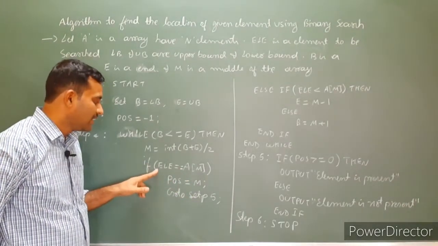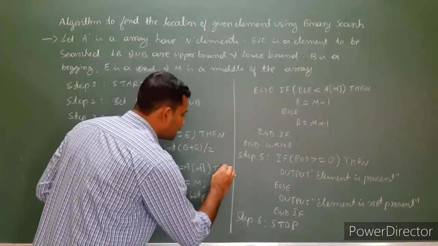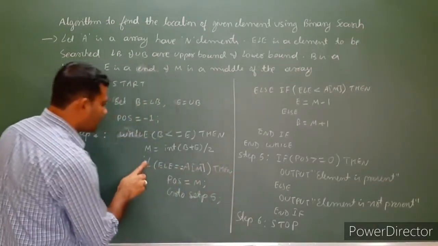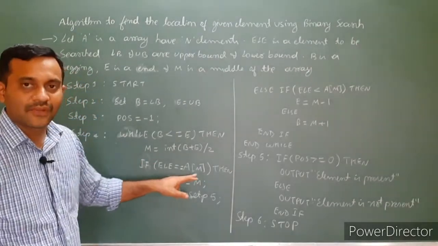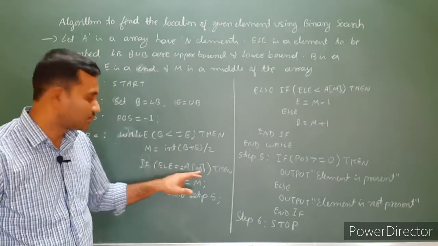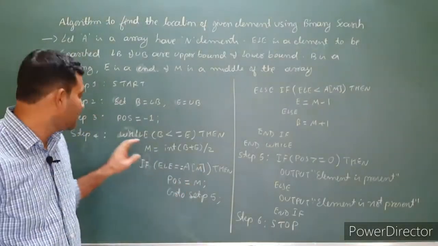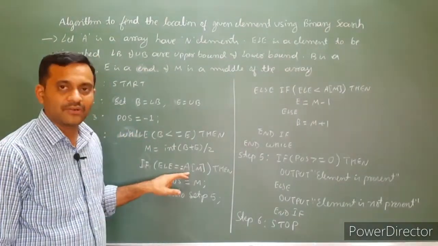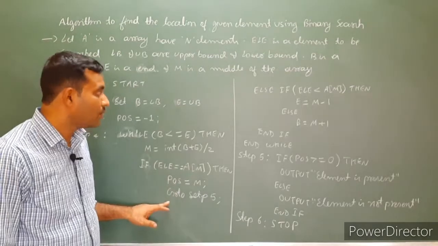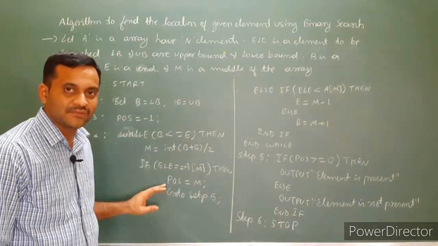See the condition. If element is equal to A of M, then if this condition is true, note down the middle element, that is position equals M. What is the initial value? -1, it is negative. If the element is found, note down the middle value and go to step number 5. Otherwise, this condition is false.